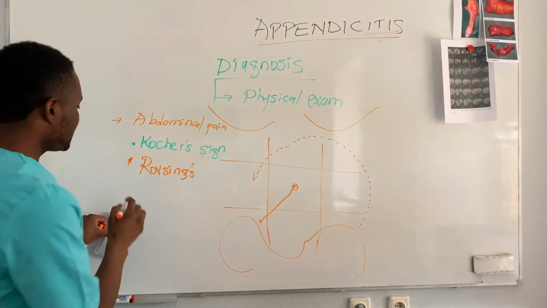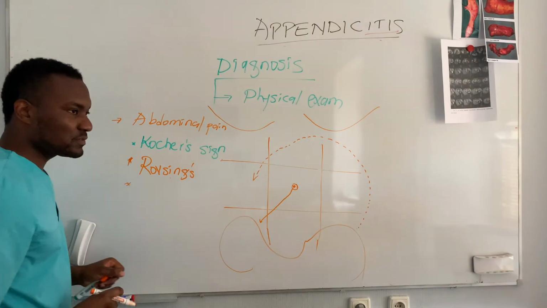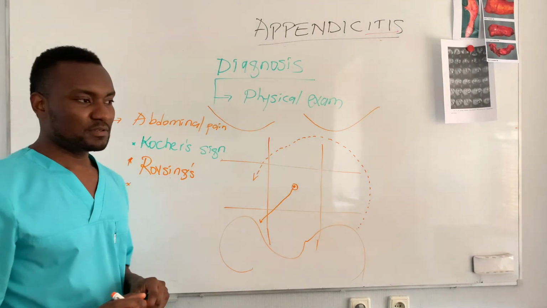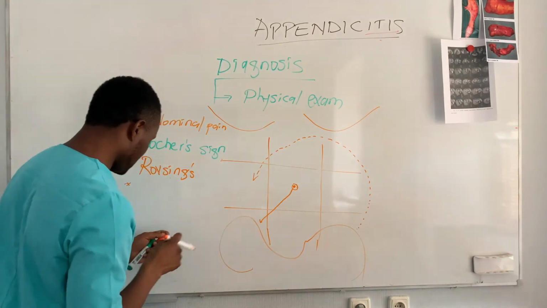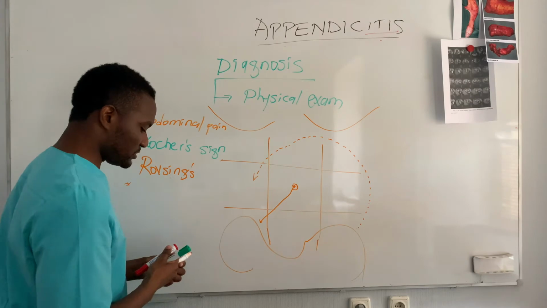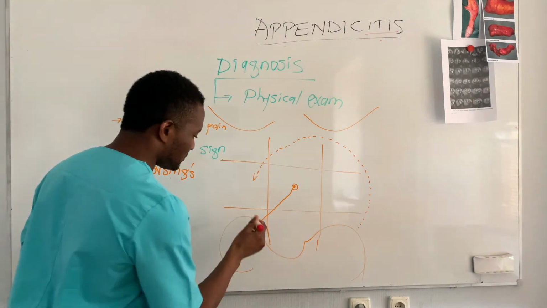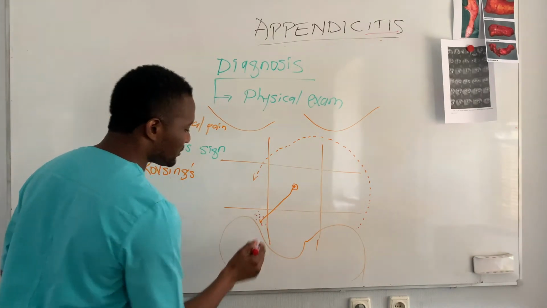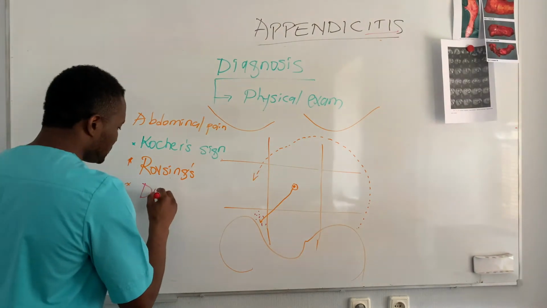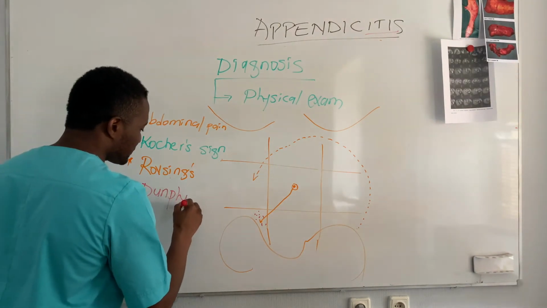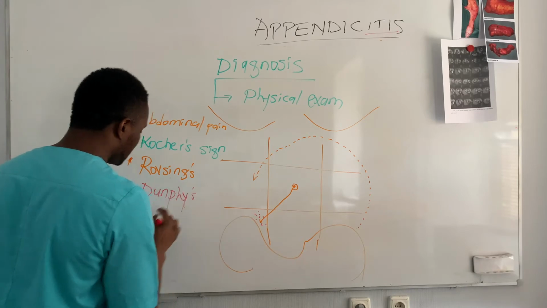Again, you can tell this patient to cough. If the patient coughs really hard, they will feel the pain at the right iliac fossa. So they will feel the pain somewhere here. And that is called Dunphy's sign.